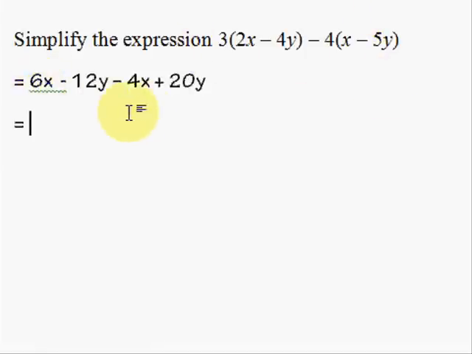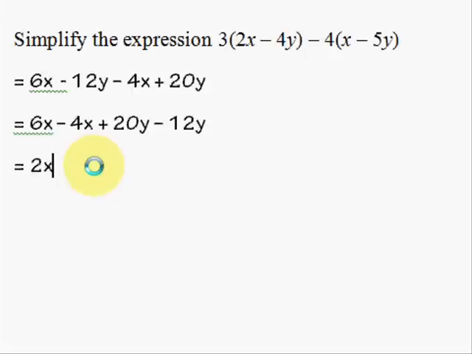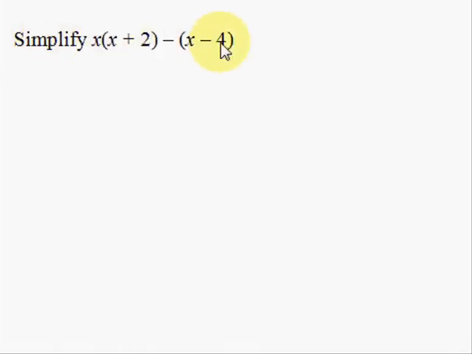Now collect like terms. Here is your answer. Simplify x(x plus 2) minus x(x minus 4). Open the brackets.